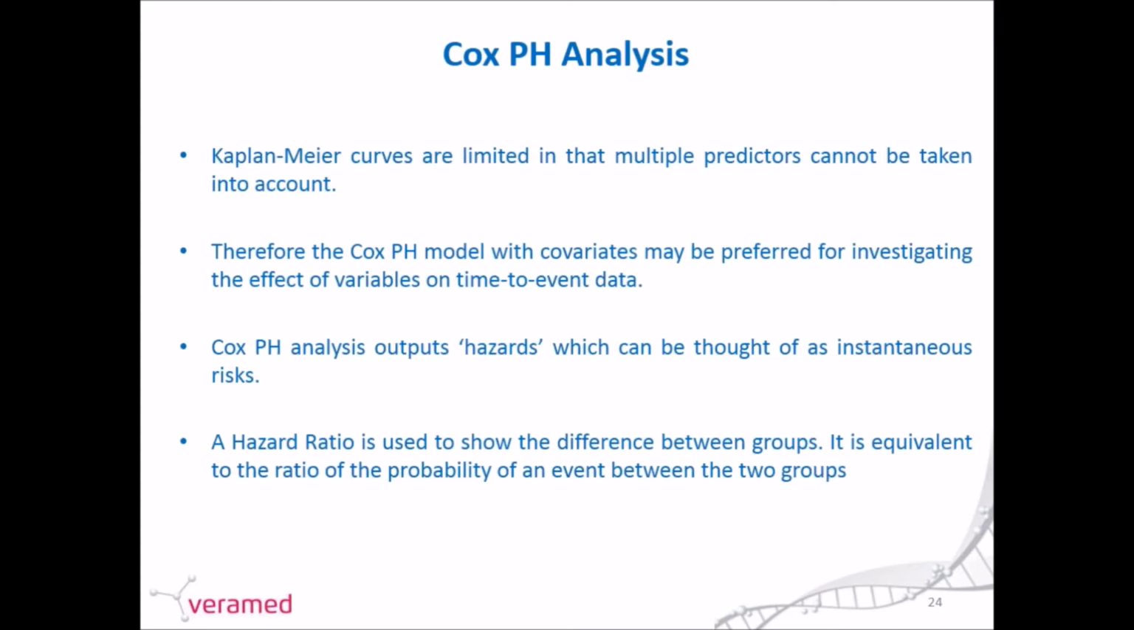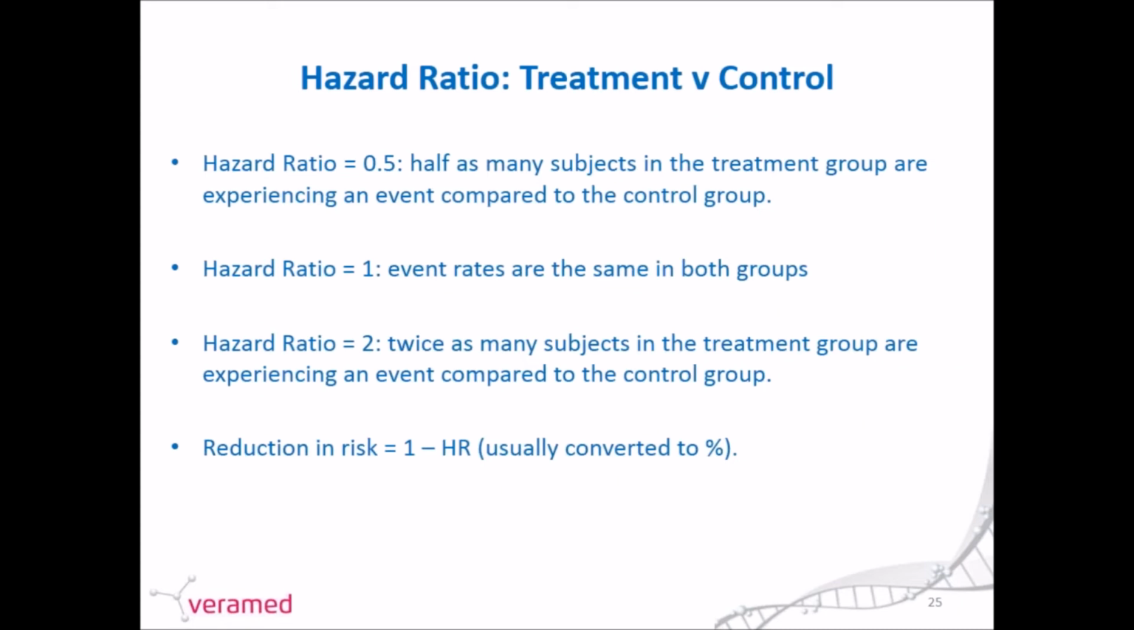And to compare across groups, we use what's known as a hazard ratio, which is simply the ratio for hazards between these two groups. So the hazard ratio is the value that we're going to look at. So here you can see what different values might mean. We have 0.5 hazard ratio. This would say that half as many subjects in a treatment group experience event compared to control group. Hazard ratio of 1, the rates are the same. And hazard ratio 2, twice as many subjects experiencing the event.